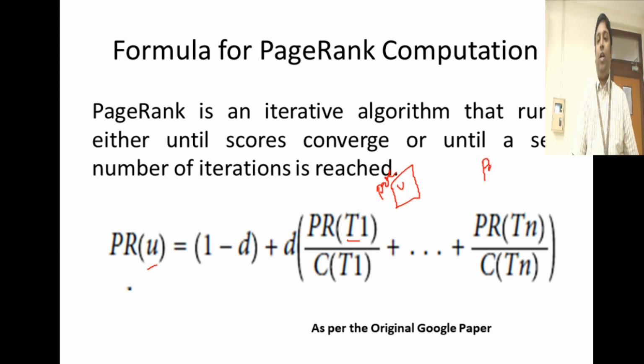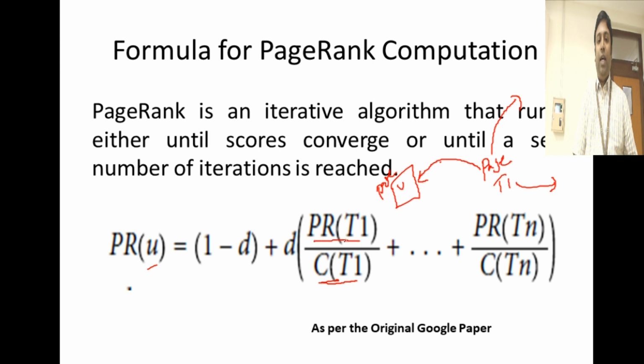Page T1 is somewhere over here. This is another web page. So this is page T1. What is this T1? T1 is actually pointing to U. That is the meaning. And what do you mean by C of T1? Like that, page T1 will have pointers to many other web pages, hyperlinks to many other web pages. So the number of outgoing links is nothing but C of T1.